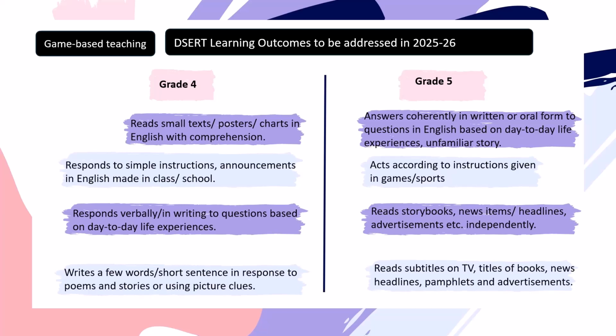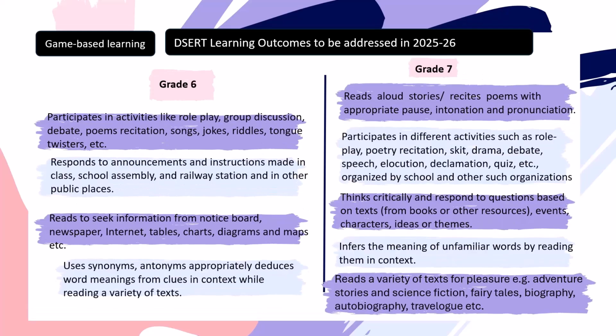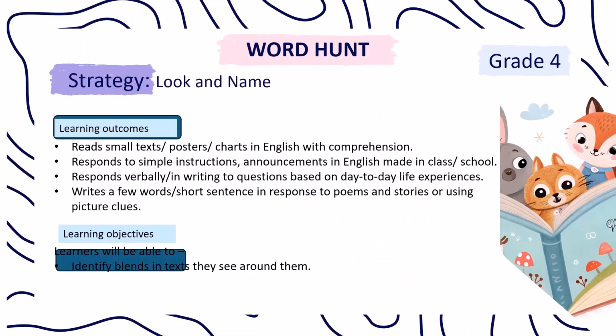Let's try and see how these ideas that are mapped to specific learning outcomes works out for different grades. We have specific activities for grades 4 and 5 mapped to their learning outcomes, along with grade 6 and 7, which are also mapped to their learning outcomes.